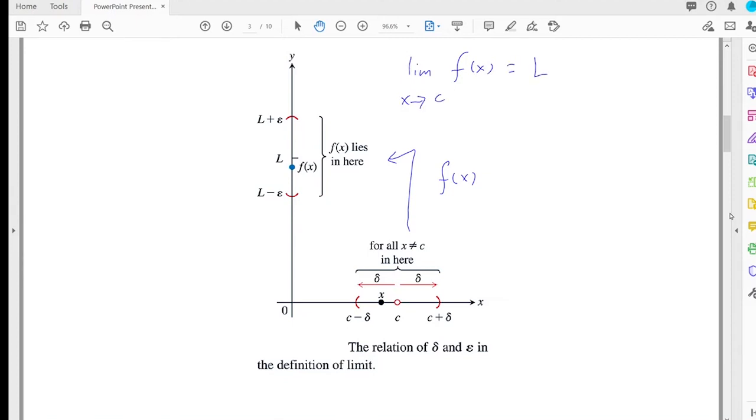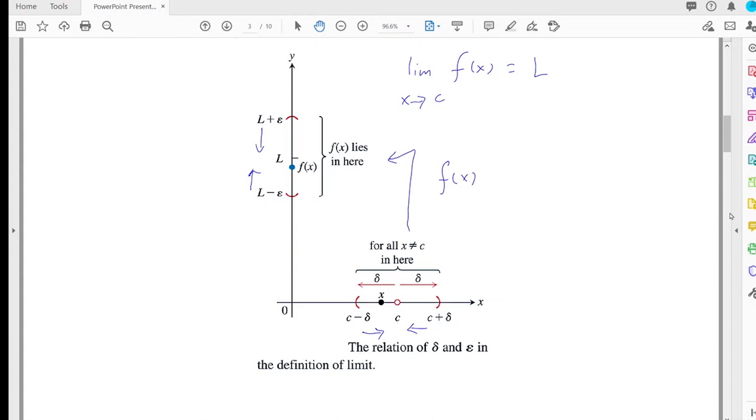The limit of the function f of x is L when x approaches c. So when x approaches c on the x-axis, either from the left side or right side, the value of the function approaches L from up or from down. That means if we create an open interval around c on the x-axis with distance delta, which could be any positive value, we should be able to find an open interval around L on the y-axis such that all the values coming from this open interval would lie inside this open interval.